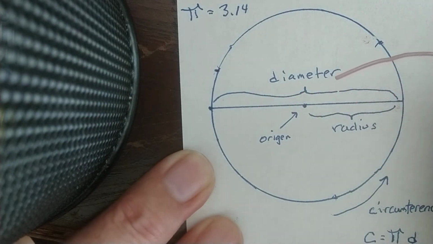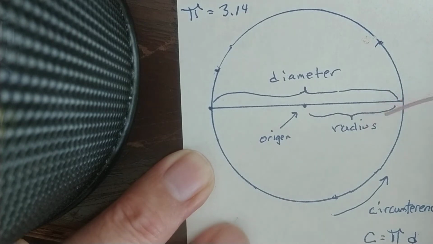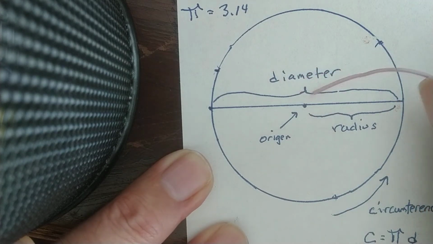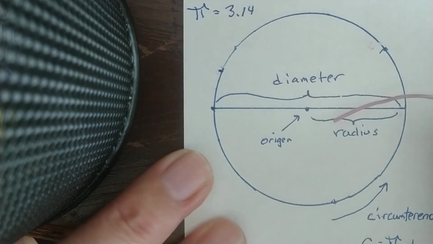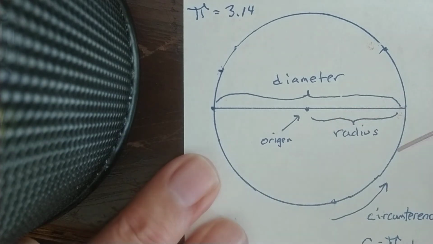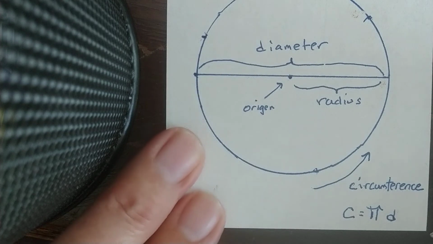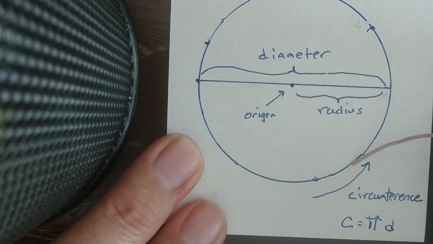So if somebody asks you what the diameter is of a circle that has a radius of 2 inches, you would just double it and turn it into 4. If somebody said, what's the radius of a circle that's 6 millimeters, then you would have a radius of 3 millimeters.